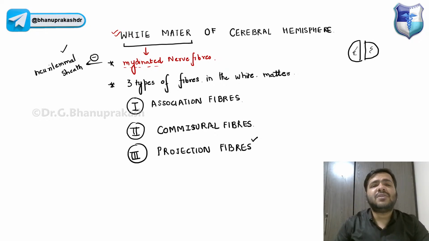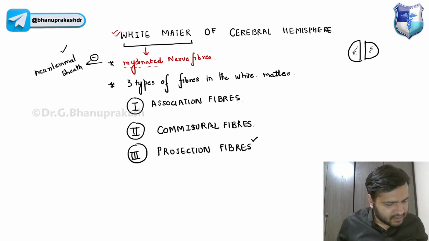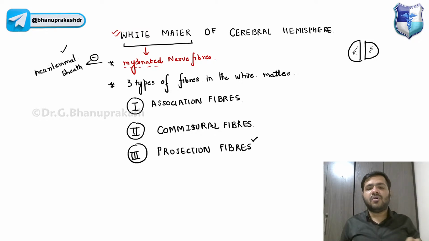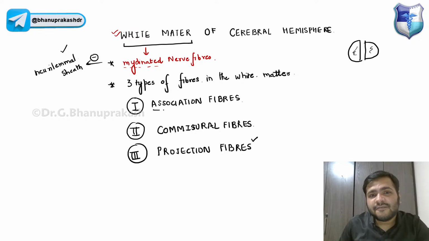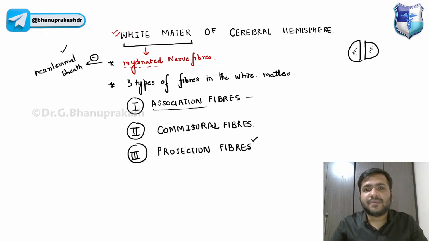Now, guys, broadly, what is the difference between these association fibers, commissural fibers or projection fibers? Now, guys, just listen over here. You already know, when I say association fibers, guys, I am talking about those fibers basically connecting the different areas of the cerebral hemisphere in the same cerebrum only.